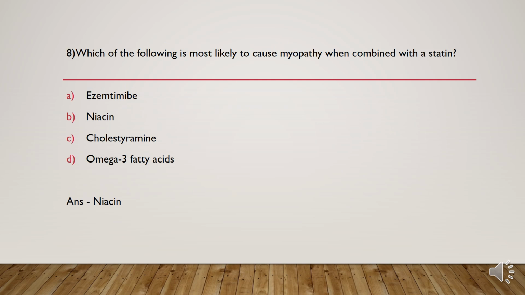Eighth question: which of the following is most likely to cause myopathy when combined with a statin? Options are ezetimibe, niacin, cholestyramine, omega-3 fatty acids. So the answer will be niacin, because niacin, especially in high doses, can increase the risk of muscle toxicity when used with statins. So the patient should be monitored for signs like weakness, muscle pain, and elevated creatine kinase.